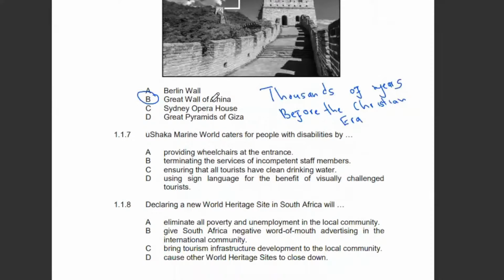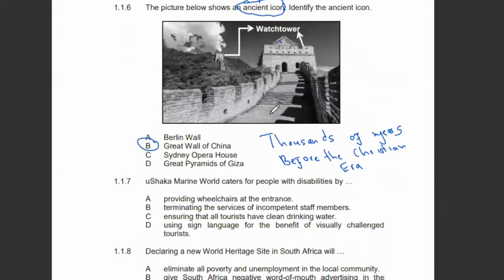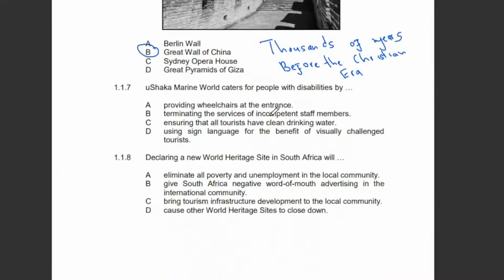Then it does not represent the Great Pyramids of Giza because even looking at the shape, it is not anywhere near a pyramid. So our correct answer would be the Great Wall of China.